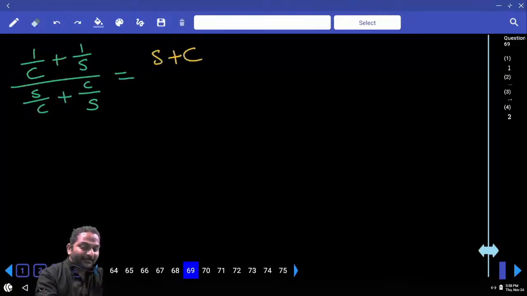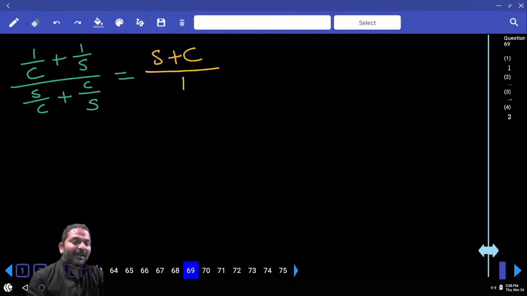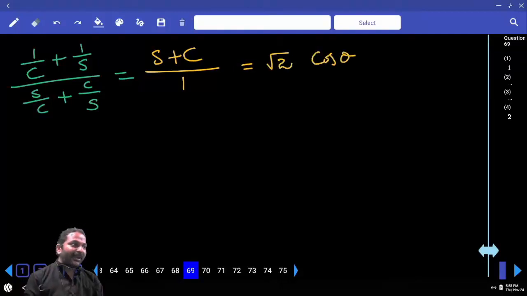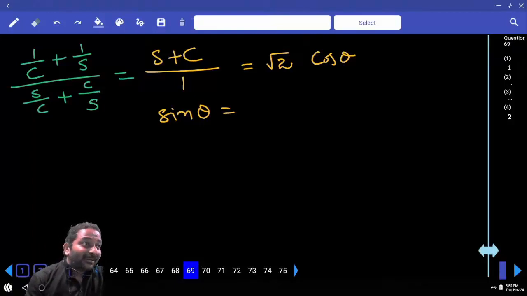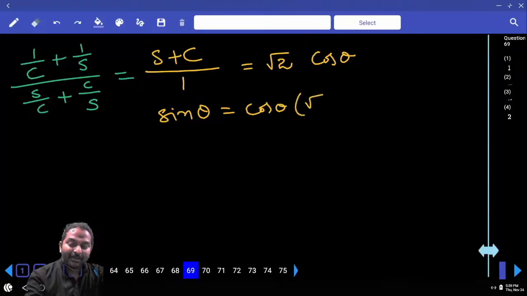Sin theta plus cos theta divided by sin square theta plus cos square theta, which is 1, correct? And this is equal to root 2 cos theta. That's what we have, correct? Right. Now, here c means cos theta only, right? If we take it to the right hand side, sin theta is equal to root 2 cos theta minus, if you take cos theta common, it becomes root 2 minus 1.